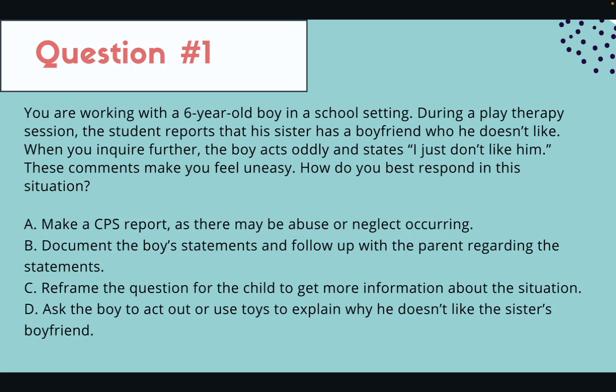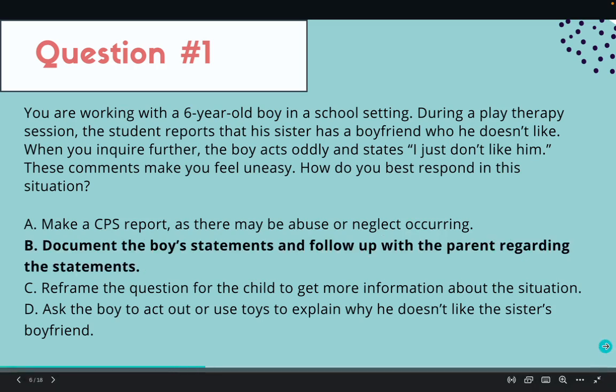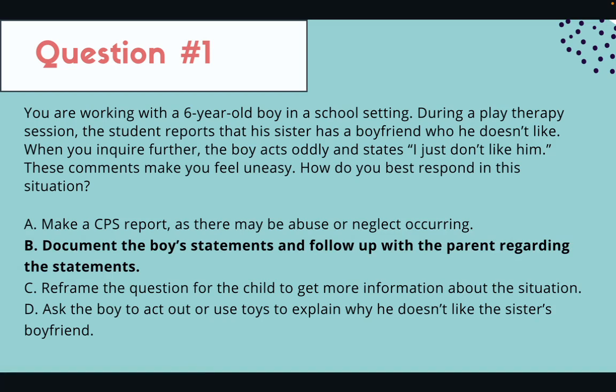The correct answer here is actually going to be B, document the boy's statements and follow up with the parent regarding it. Because remember, we never want to interpret without information. We have nothing yet that suggests there is abuse or neglect happening. He did not say anything. He said, I don't like him. He's acting oddly. This could be a variety of different things.